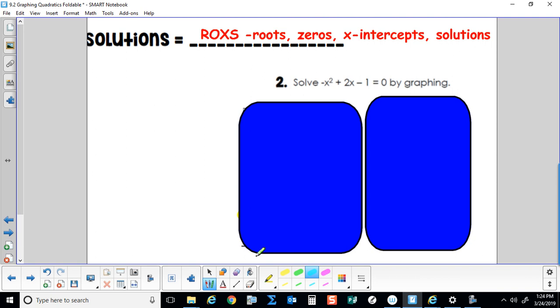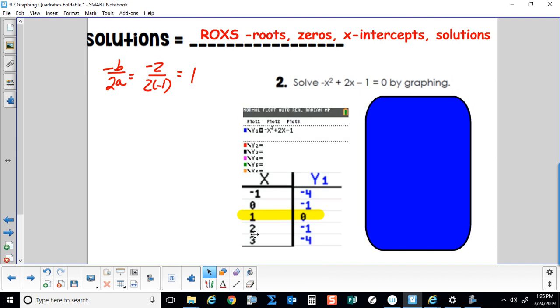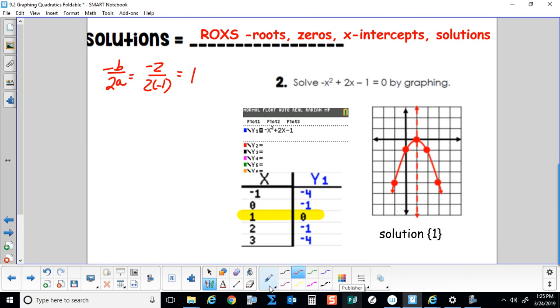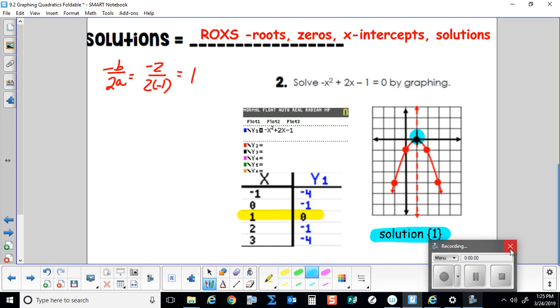All right, number 2, it's in standard form. So now we can determine the axis of symmetry, negative b over 2a, which is negative 2 over 2 times negative 1, which is 1. Put that in our calculator. Find the vertex of 1, 0. 2 points to the left, 2 points to the right. And then once we have it graphed, look at your x-intercept, and that's your solution. In this instance, we only have one solution, one x-intercept, 1.